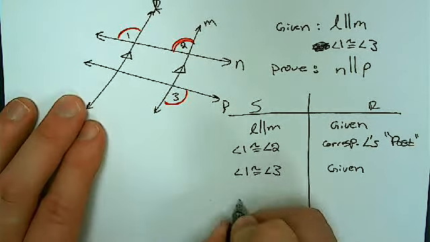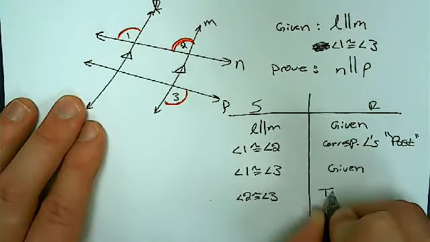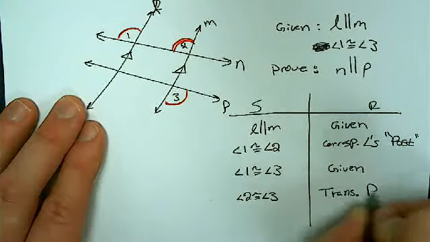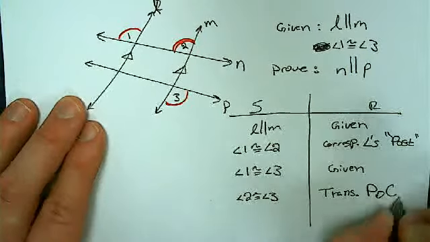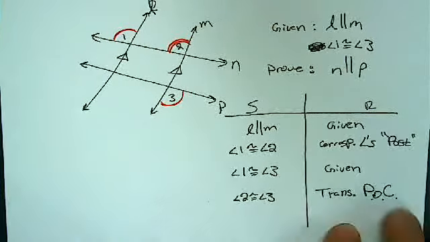I can say, hey, angle 2 is congruent to angle 3 by the transitive property of congruence. I could also say substitution. It's kind of a coin toss which one you prefer. We'll pause there, let everybody get caught up for a second before we write our last steps.